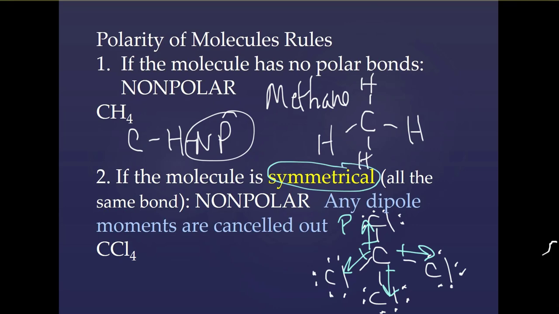So the polar bond, it is a vector, so it has both magnitude and direction. And when I have them coming out of the central atom at all the same angle, all the way around, evenly distributed, it has symmetry, and those polar bonds will cancel out, and I will have a nonpolar molecule.